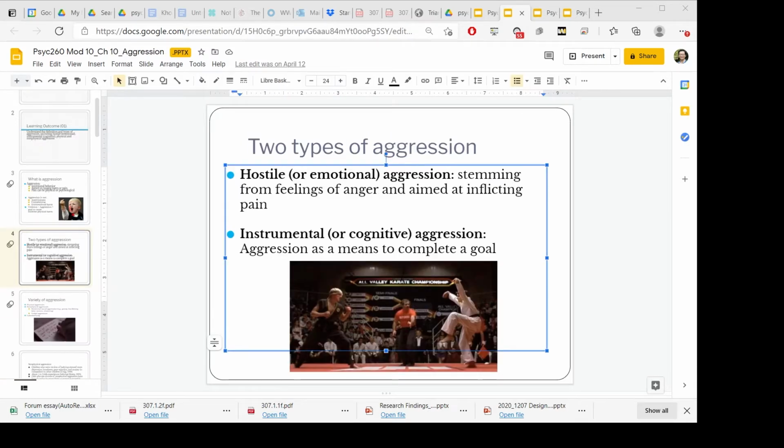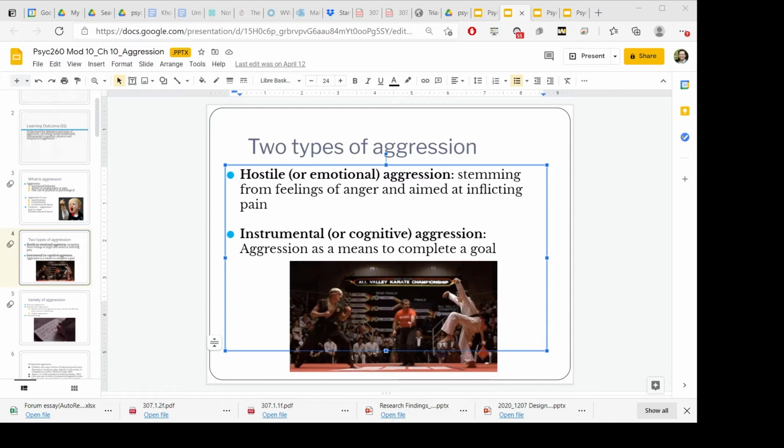Now let's move on to Module 10, Aggression. Something that a significant proportion of students in this class struggle with is distinguishing between hostile or emotional aggression versus instrumental or cognitive aggression. The first type is aggression that stems from feelings of anger or negative emotions such as jealousy, frustration, hatred, resentment, etc. This kind of aggression aims at inflicting pain on the other person.